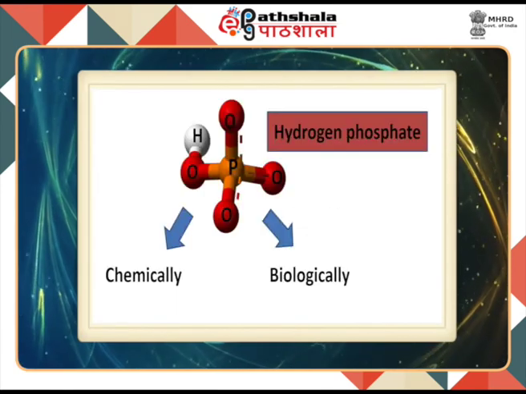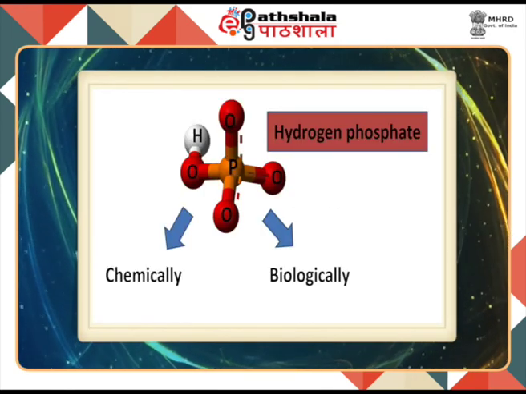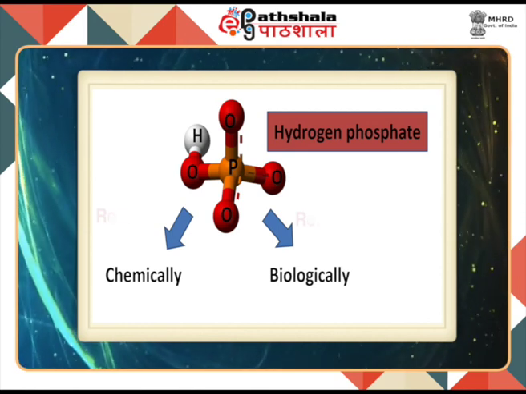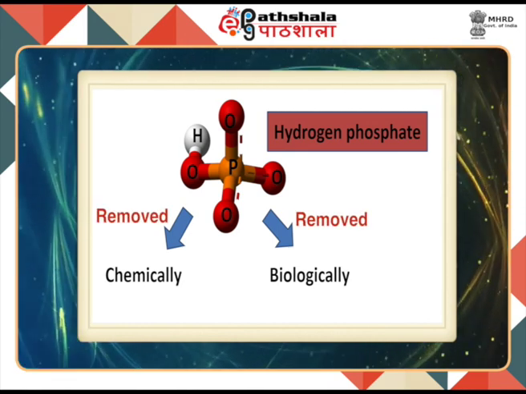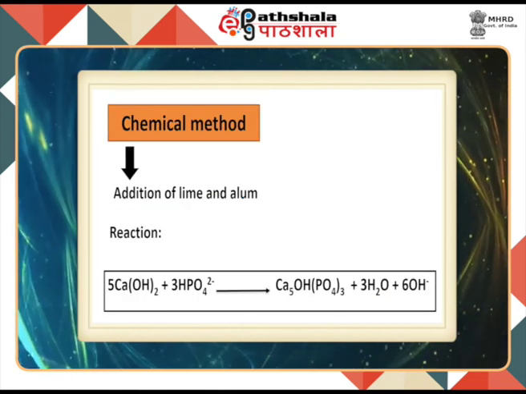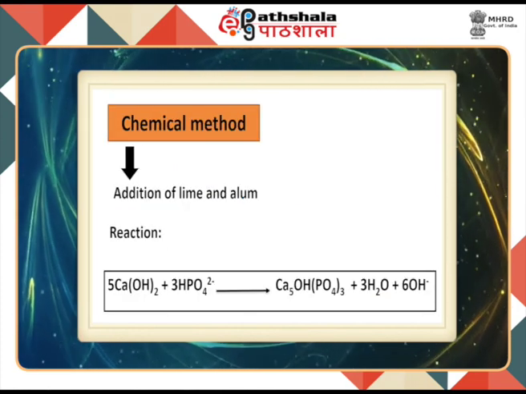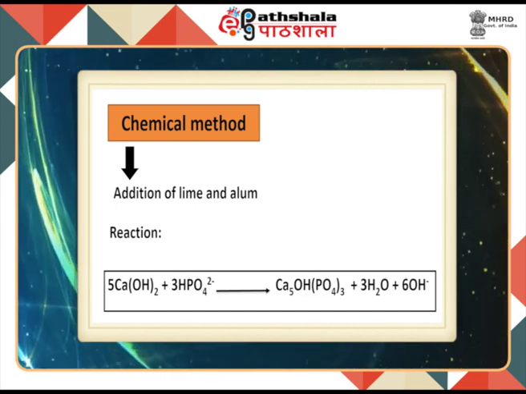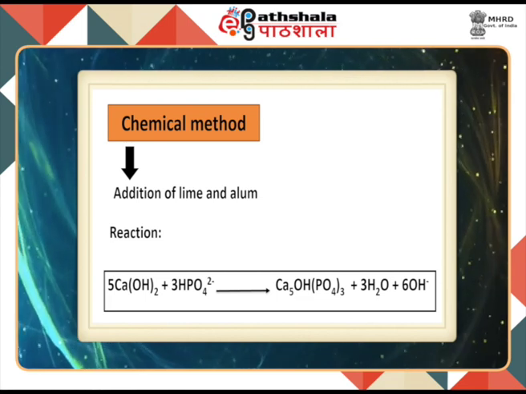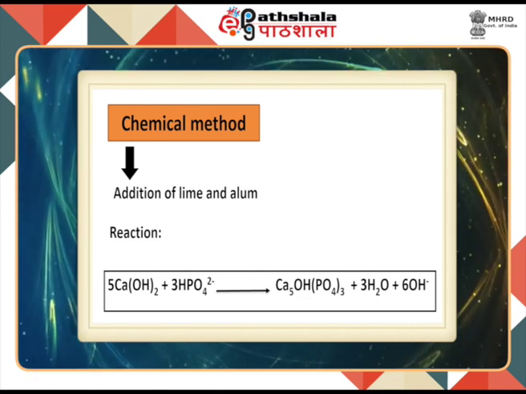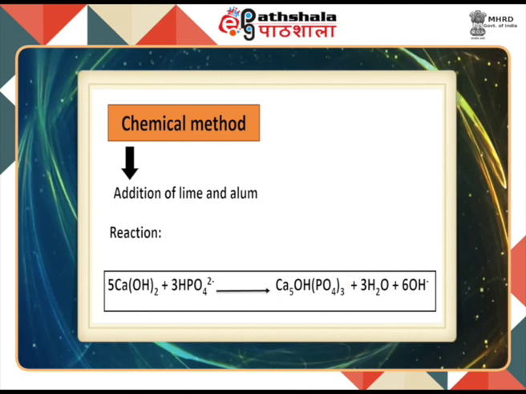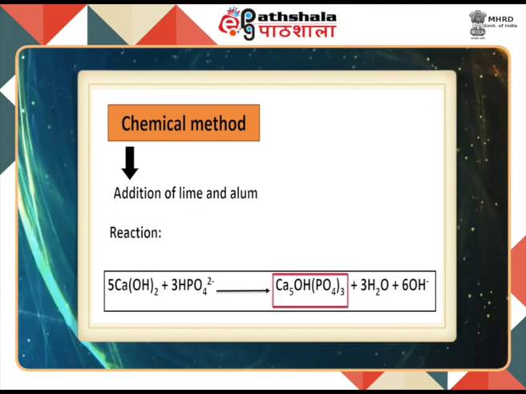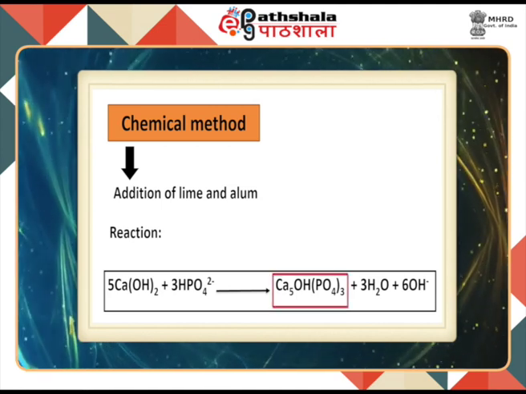nitrogen gas. Phosphorus in wastewater mainly exists in the form of hydrogen phosphate. It could be removed chemically and biologically. The chemical method for the removal of phosphorus involves the addition of lime and alum. In this process, calcium hydroxide combines with phosphate in alkaline medium to form calcium hydroxyapatite, which is insoluble in water and is therefore precipitated out.